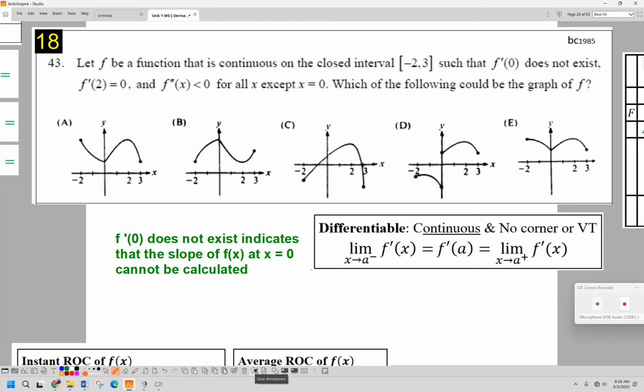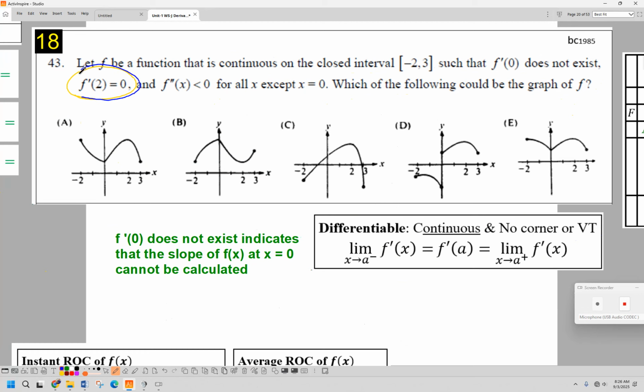Okay, keep going. F prime of 2 equals 0. Hands up, what does that mean? What does it mean to say f prime of 2 equals 0? Let's go, Kale. That at x equals 2, the f prime graph will have a slope of 0. Close. Let me fix what you said just a little bit. 2 points if you had your hand raised.